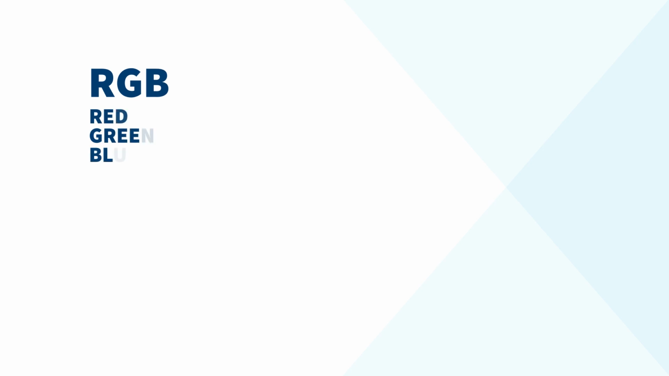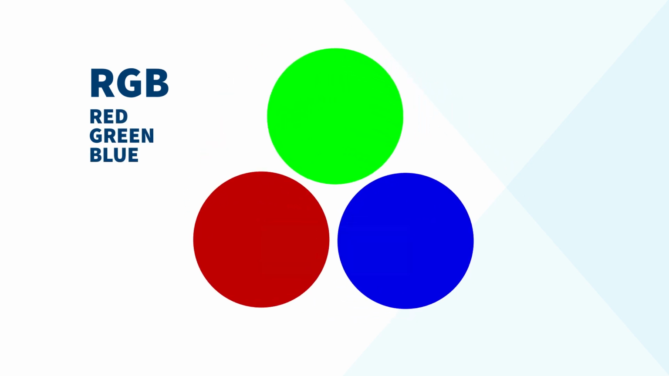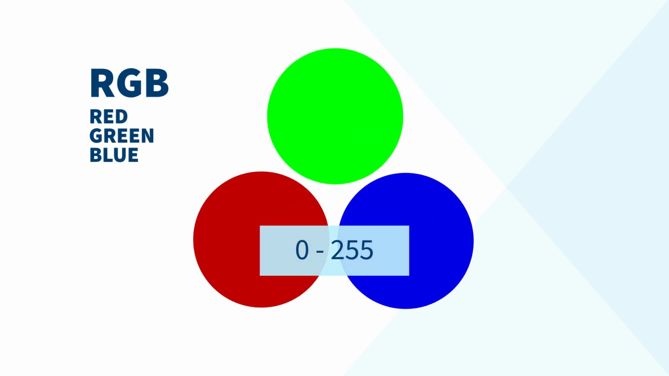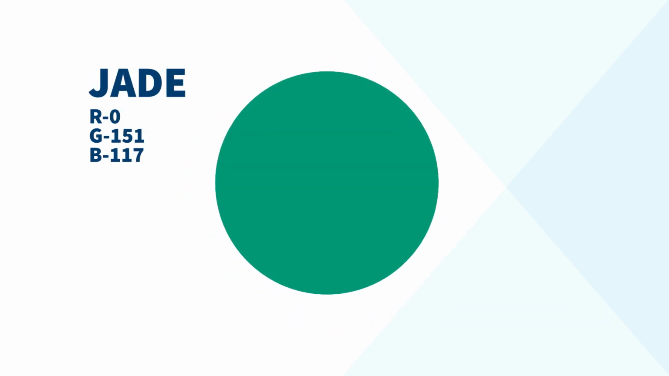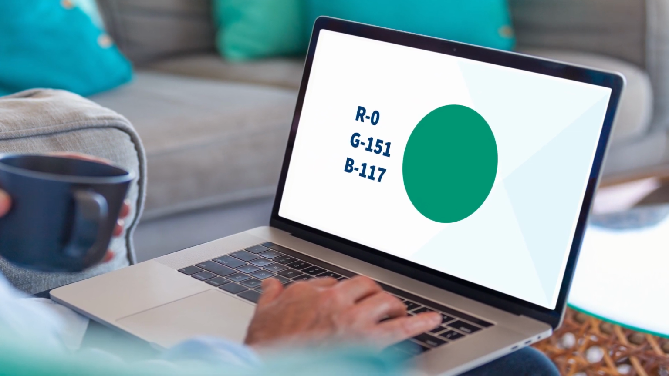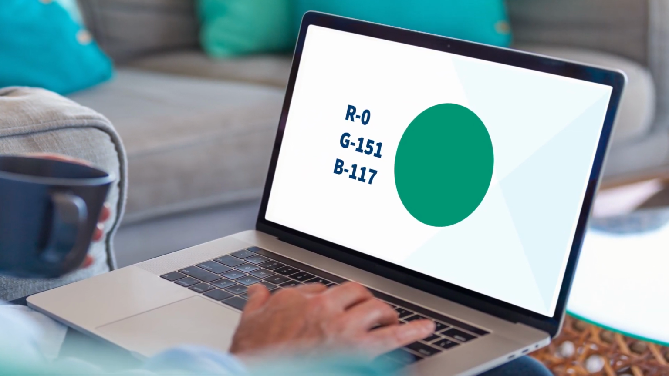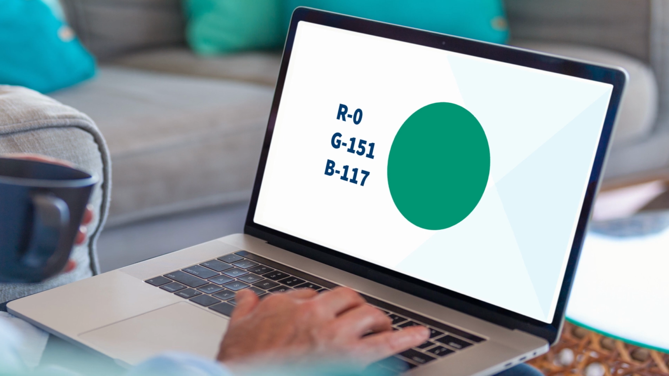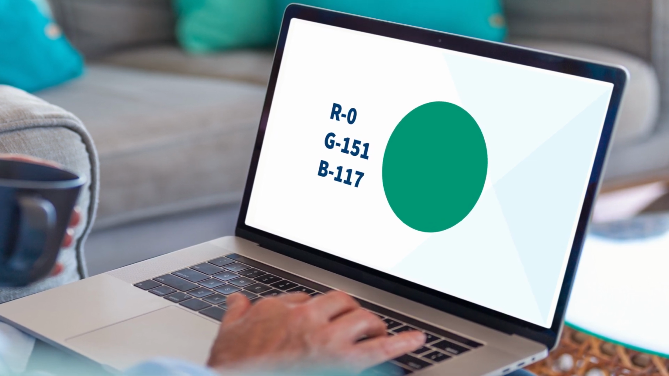RGB stands for red, green, and blue. The color modes in RGB range from 0 to 255. Jade in RGB is R0, G151, and B117. RGB color mode is best used for web or digital assets. But be aware that some print shops might ask you to convert your colors from RGB to CMYK.